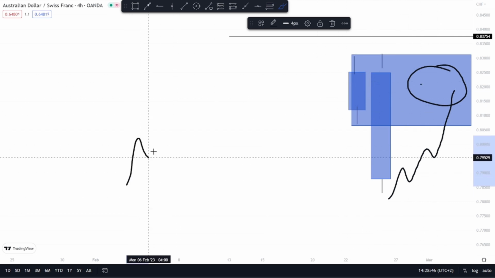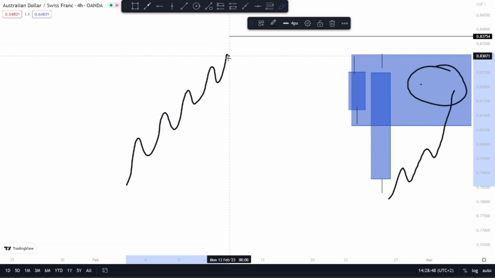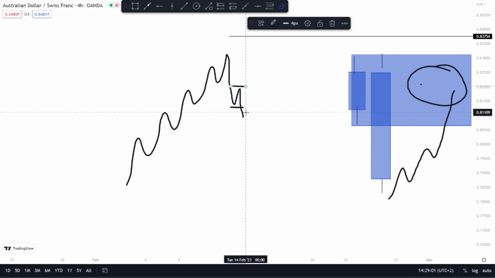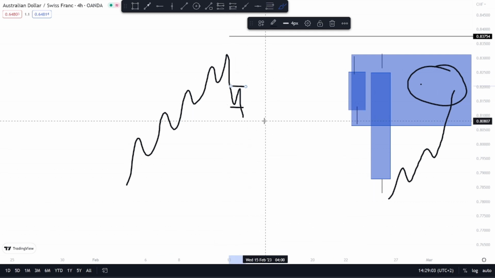So if the market was pushing in a strong uptrend like this, you want the market to start reversing and changing in character. So we're not seeing higher highs and higher lows anymore. We're seeing lower lows and lower highs, and this will be a good indication that the market wants to start pushing all the way to the downside, and you can take your sell.